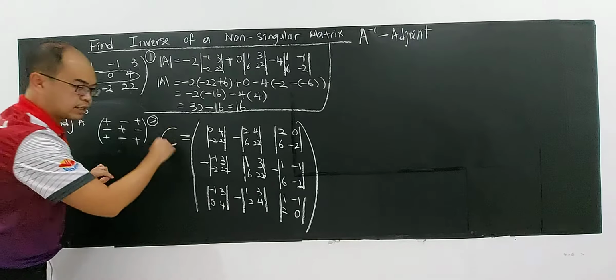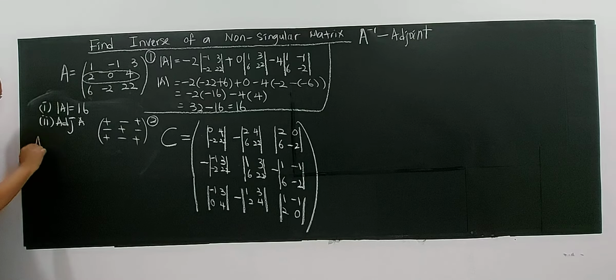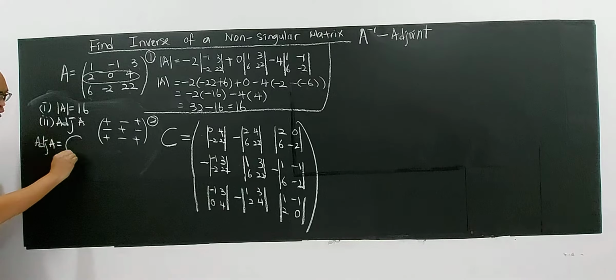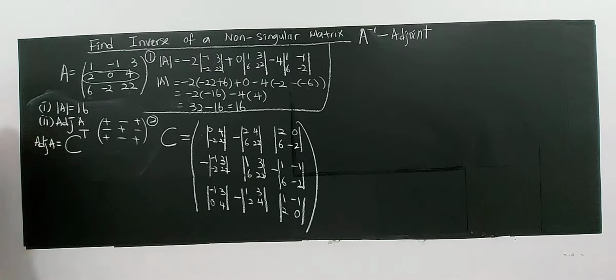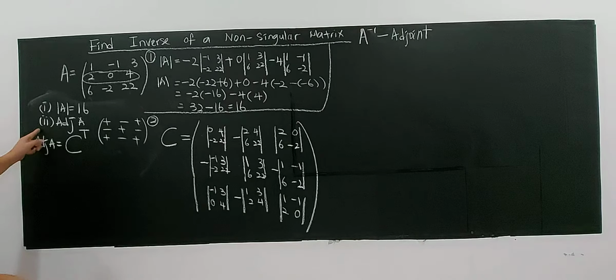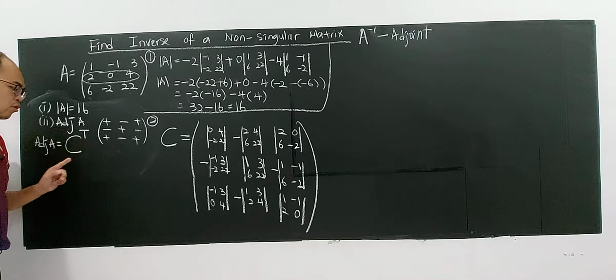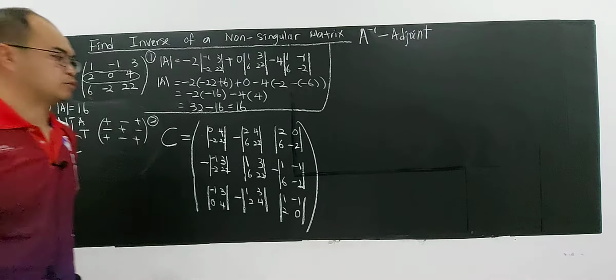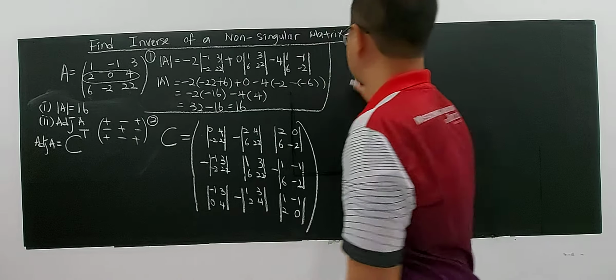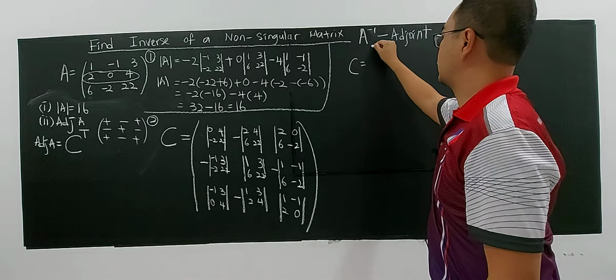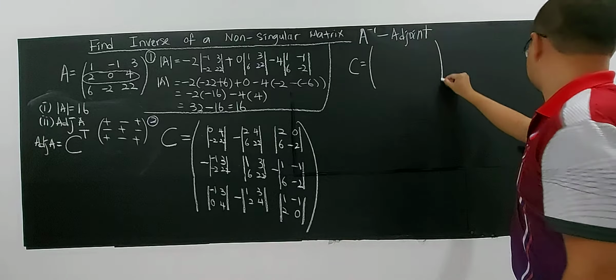Why do we need to find the cofactor matrix? Because the formula for the adjoint matrix is you take the cofactor matrix and transpose it. So the second step here is you need to find the adjoint matrix. The adjoint matrix is the transpose of the cofactor matrix. So now you have to evaluate the cofactor matrix, right?